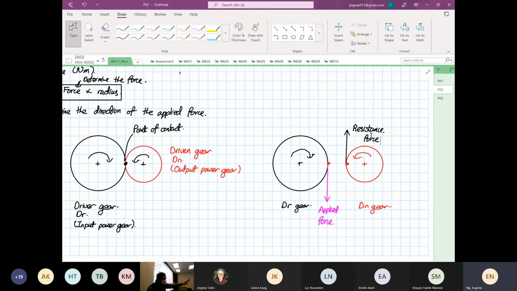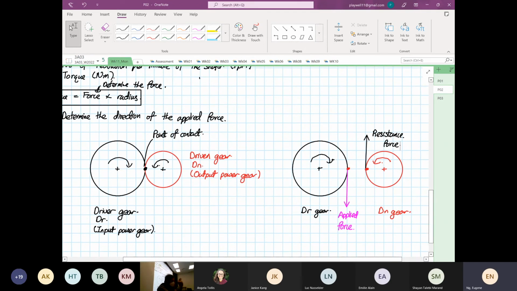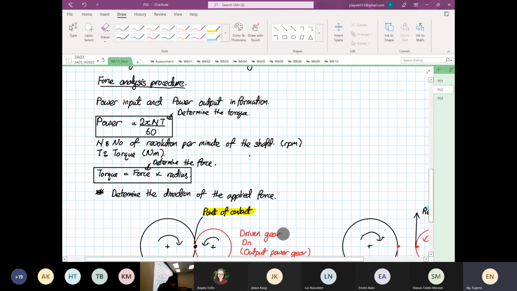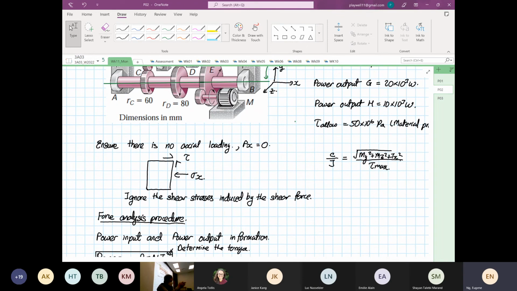Don't think about the idler gear first. Let's sort this out first. Idler gear, we will do it later. Let's grab this concept first. Two things to look at: the point of contact, the applied force and the resistance force. Two things to take note of, this is critical. Let's look into this problem first, then we talk about the third gear. Let's go. So now, come back to here.